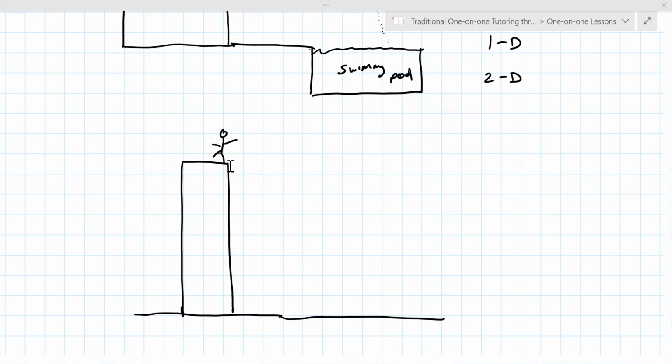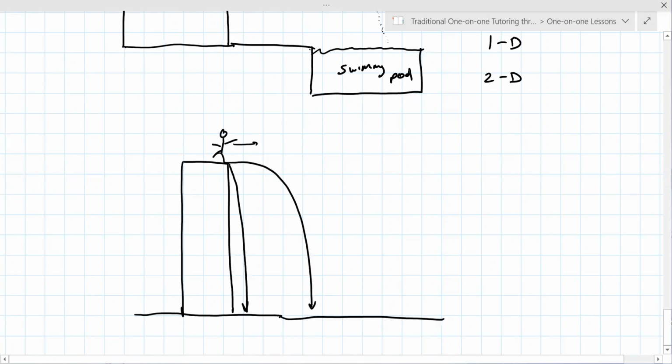Okay, so if you were up here, here's one path: you could just go straight down. Another is, if you got a running start, you might look something like this. And if you were to jump up in the air, you might get something that looks like this. Do you see that?